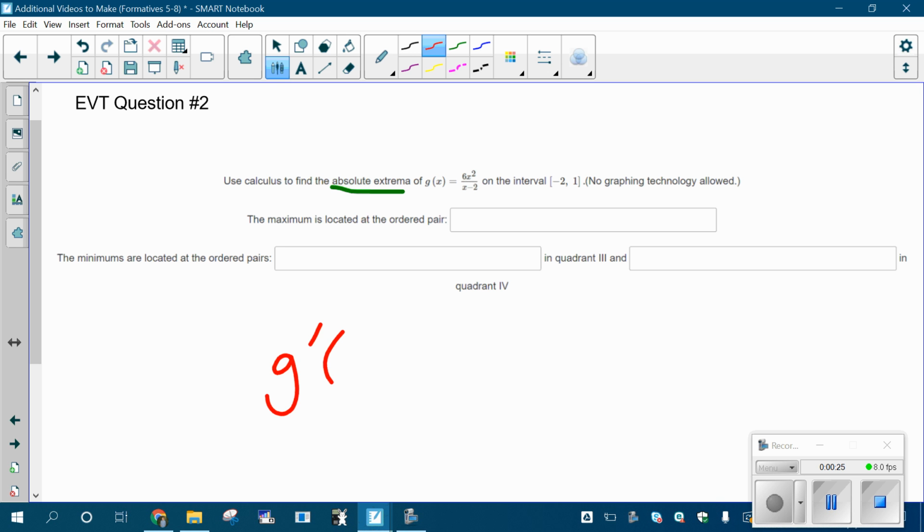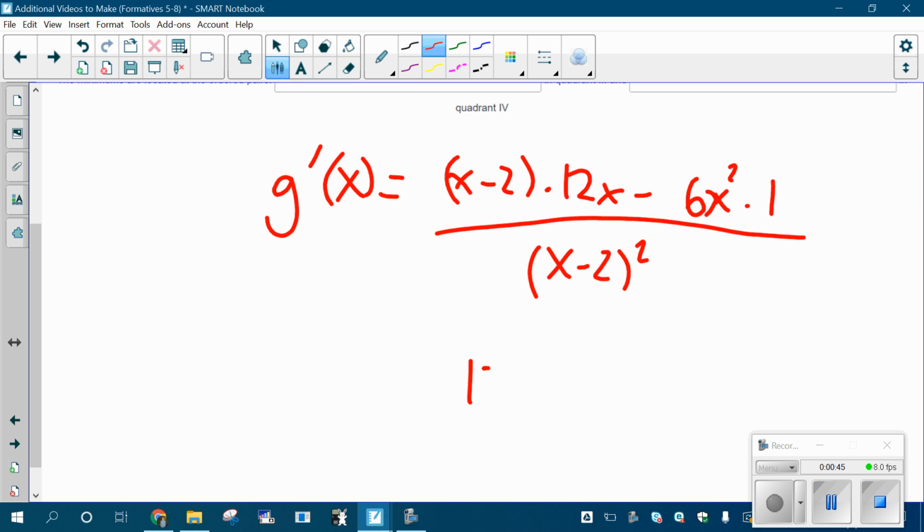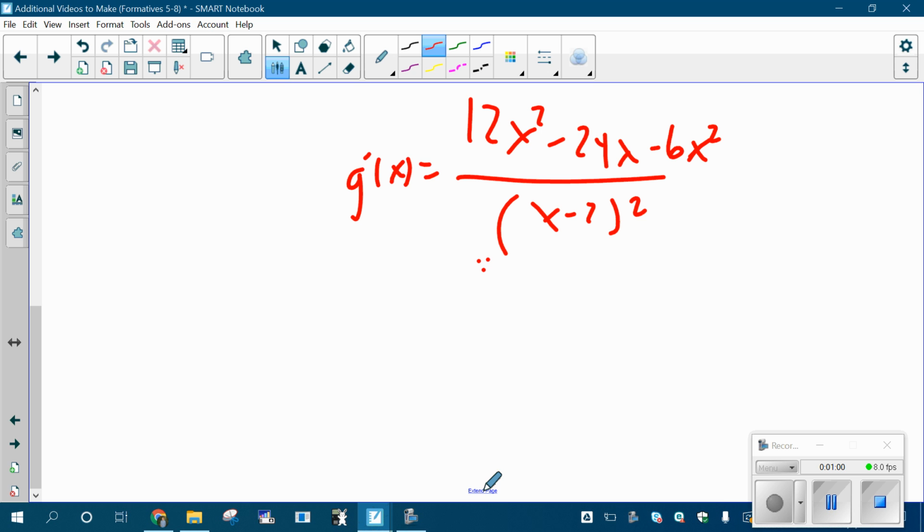find the first derivative. I'm going to do quotient rule: low, d high less high, d low is just 1, so all over the denominator squared. Okay, let's clean this up a little bit just because I'm a clean guy. x squared minus 24x minus 6x squared over (x minus 2) squared. Again, this is what the first derivative is. Let's keep track of that. So then I get 6x squared minus 24x over (x minus 2) squared.